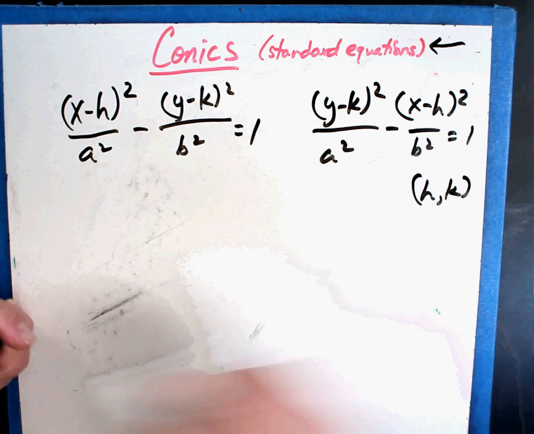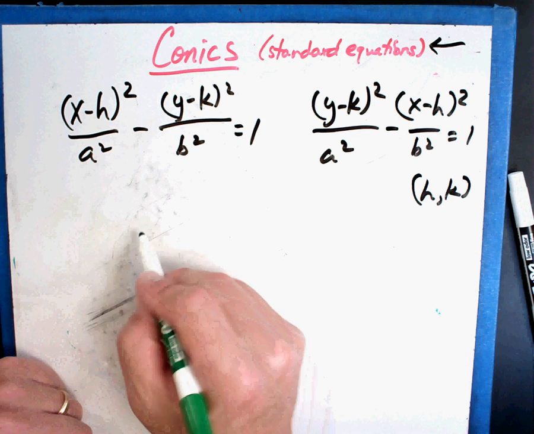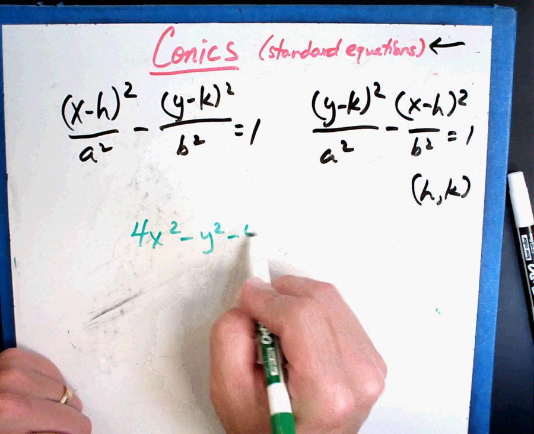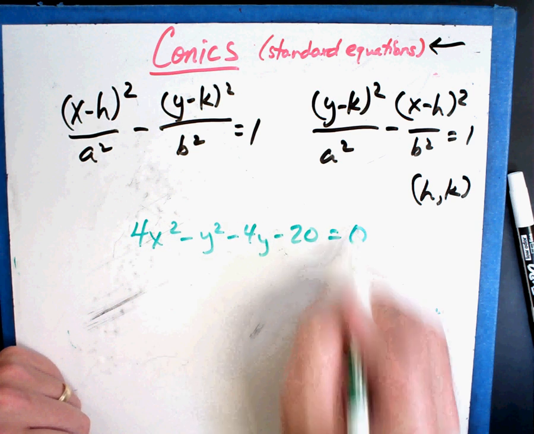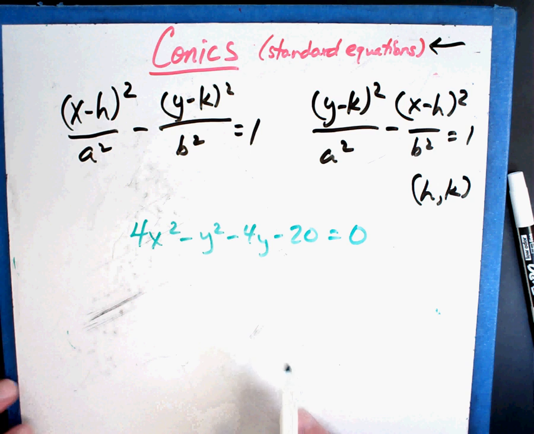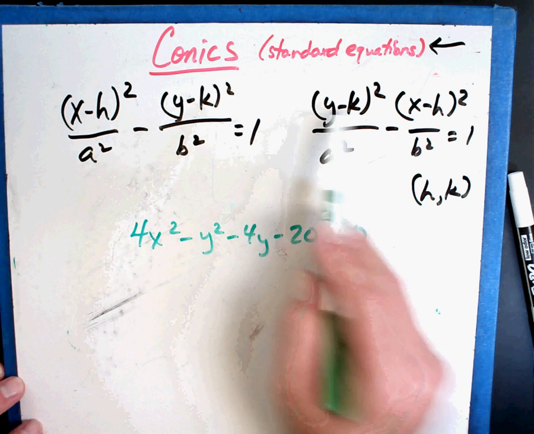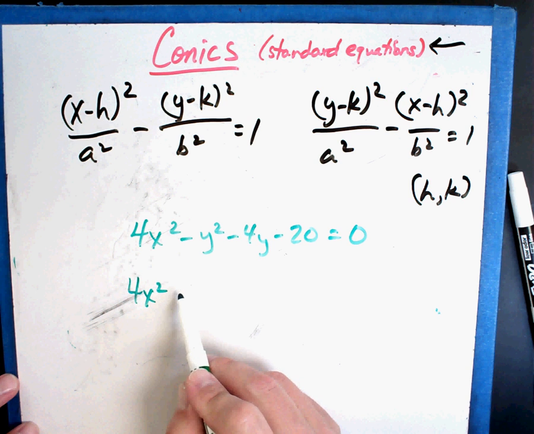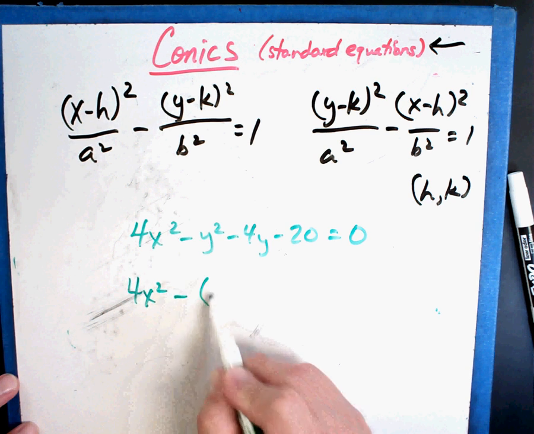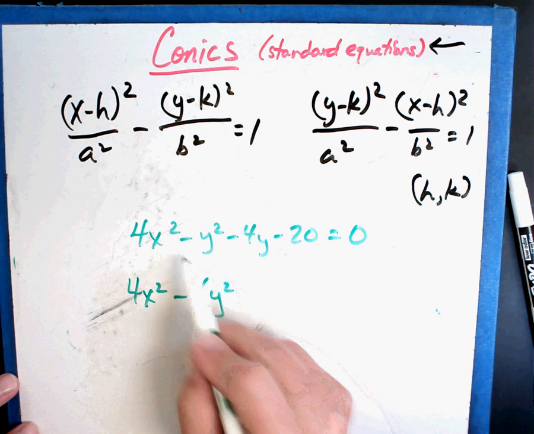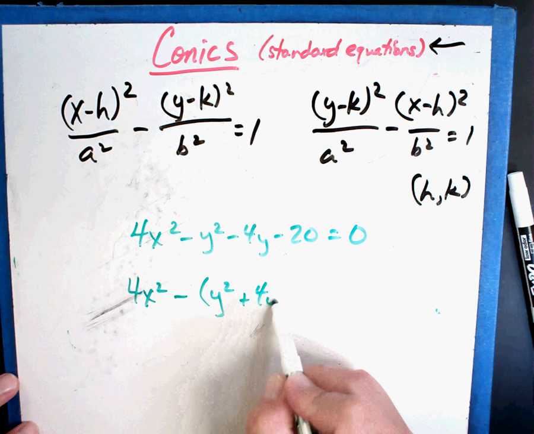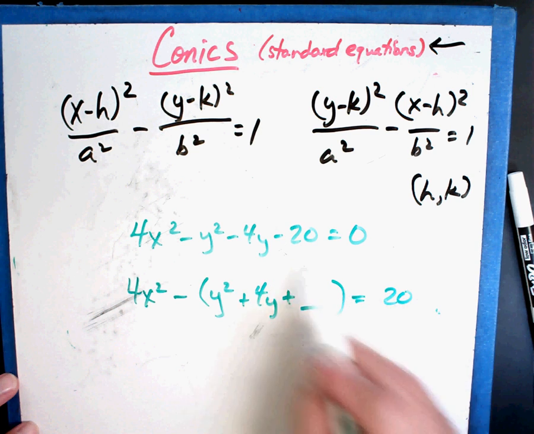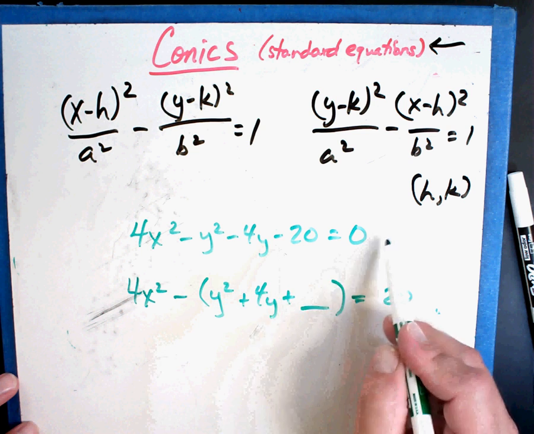And then let's see what we get on this one. Let's say we have one like this. 4x squared minus y squared minus 4y minus 20 equals 0. Okay? So I have to have squares on both sides. So I'm going to do what I did a while ago. I'm going to take 4x squared, and then I'm going to have a minus, let's say y squared. I'm going to take a minus out. That's plus 4y plus blank, because I've got to have a square. The number has to go the other side.